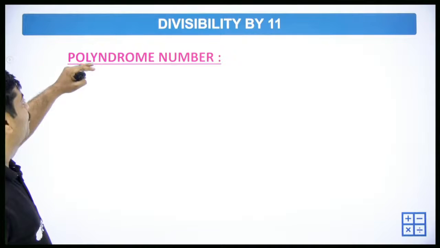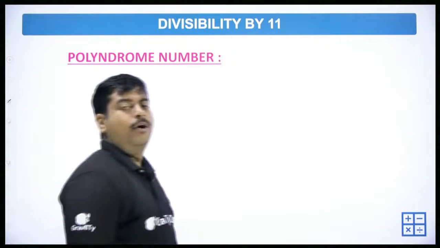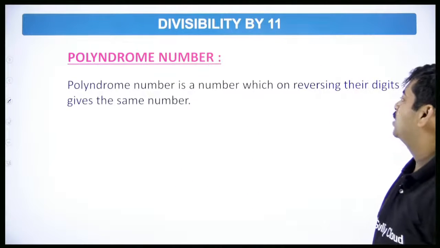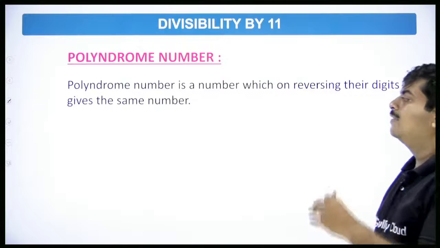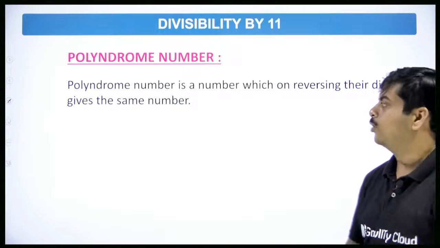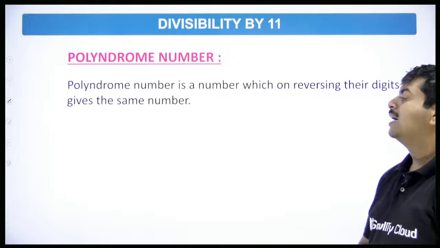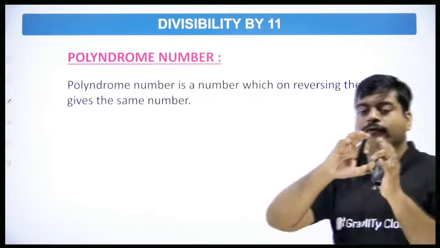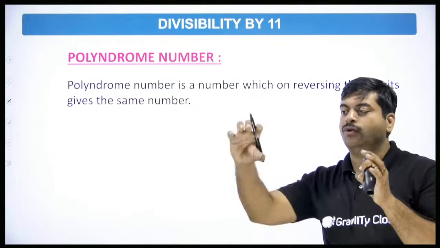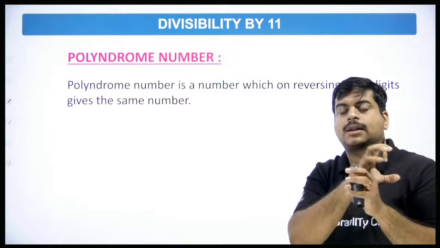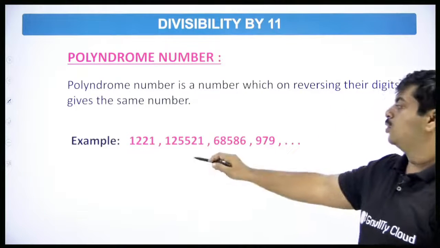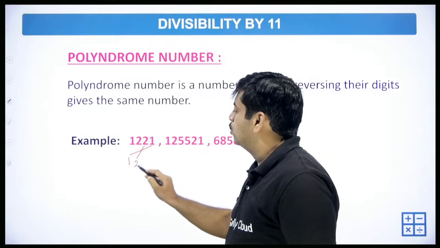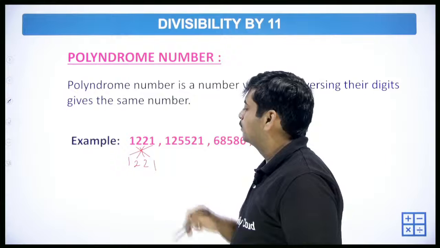The one we are going to discuss is the palindrome number. Palindrome, what is that? A palindrome number is a number which on reversing the digits gives the same number. Reversing the digits means when we write 1, 2, 3, 4, reversing gives 4, 3, 2, 1. The order completely gets reversed. Take 1, 2, 2, 1 and write it in reverse: this one should come first, then 2, then 2, and then 1.